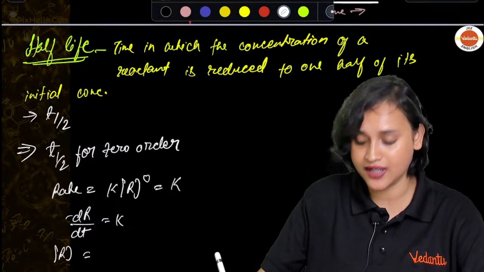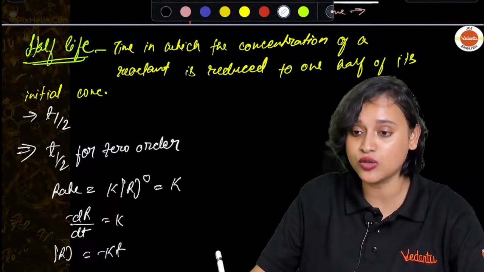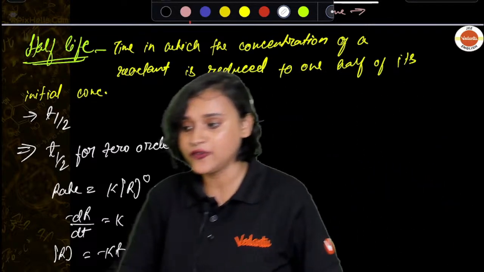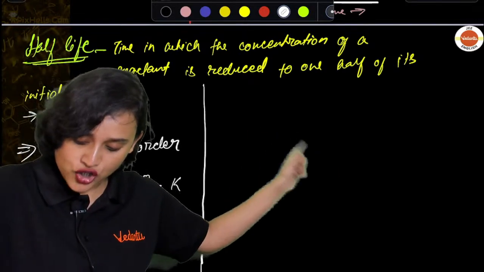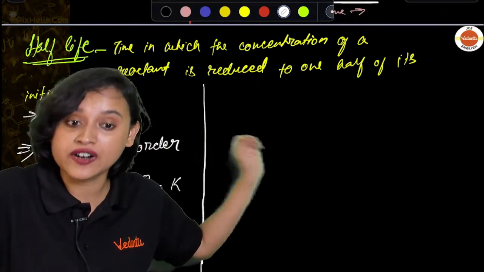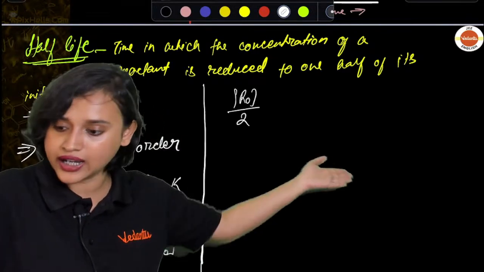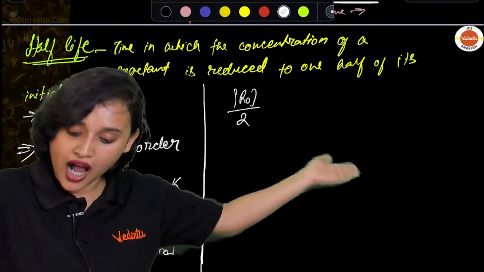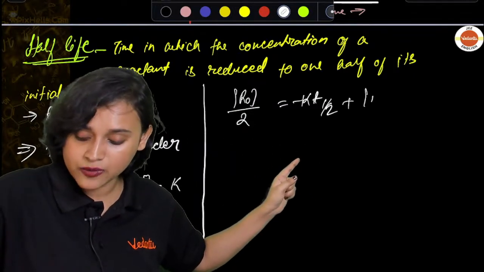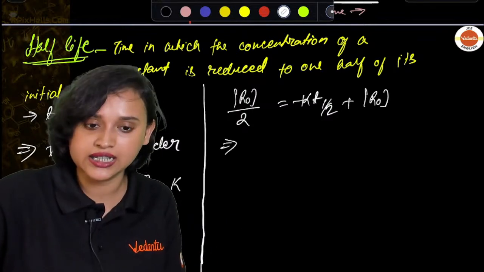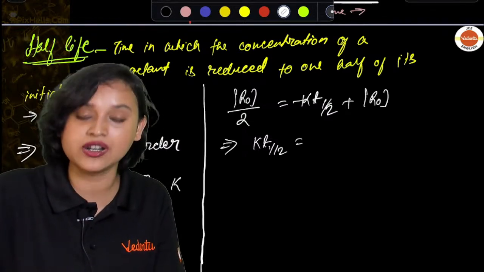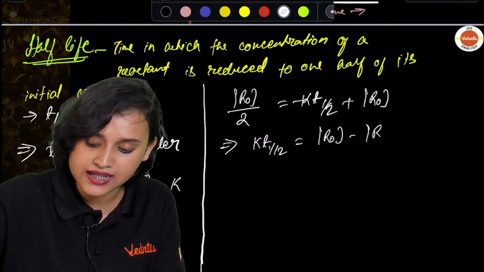Now, everybody, from the integrated rate law we have just calculated that R is equal to minus KT plus R naught. Remember, R naught was the constant. We have just done this. Now the concentration becomes half, so R is R naught divided by 2, and T is T half. So R naught divided by 2 is equal to minus K T half plus R naught. Let's tweak it a little bit. What will we get? K T half is equal to R naught minus R naught divided by 2.